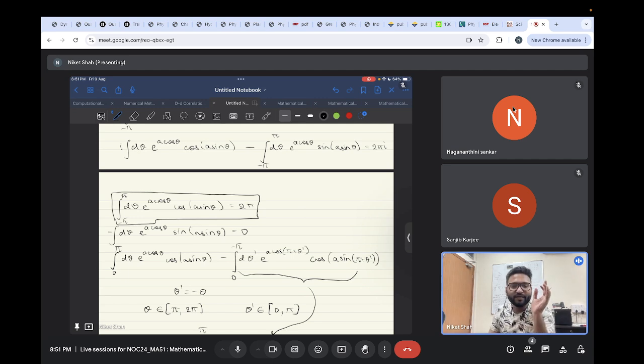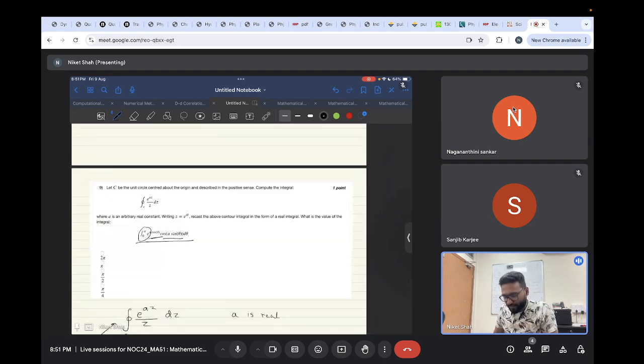What I'm saying is the limit is generally not 0 to 2 pi, it's minus pi to pi. So the integral that we have seen here, d theta e raised to power a cos theta into cos of a sin theta is equal to 2 pi. That integral has limits minus pi to pi. But what's asked in the question is 0 to pi. So how do we do that?